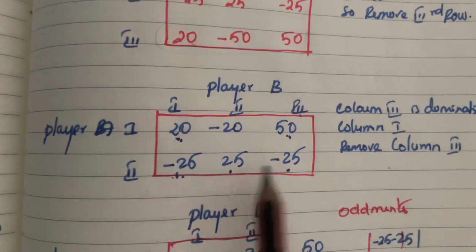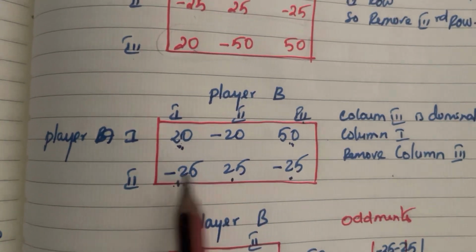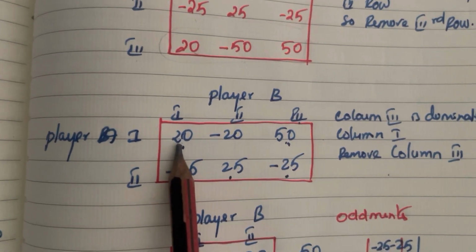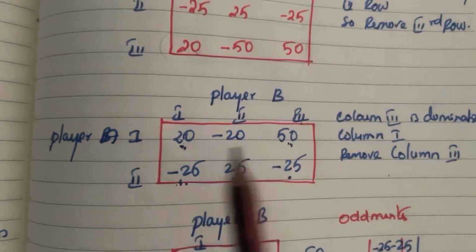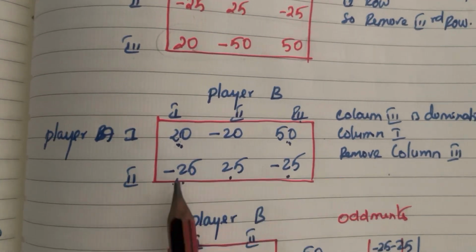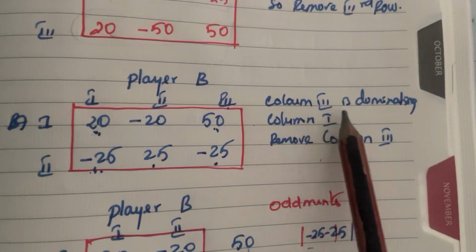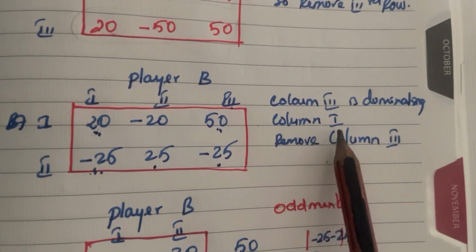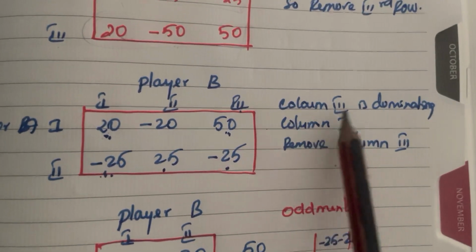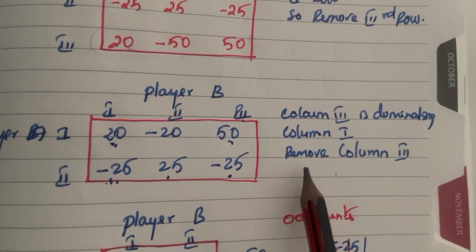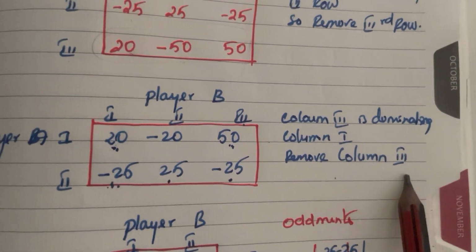Okay, minus 25 and minus 25, these two are the same. So that means the third column is dominating your first column. So 50 is dominating 20, and minus 25 and minus 25 are both the same, which means that column 3 is dominating column 1. So what you need to do is remove column 3.